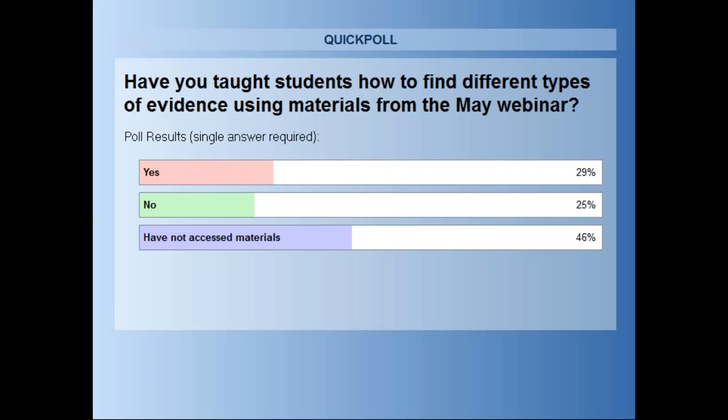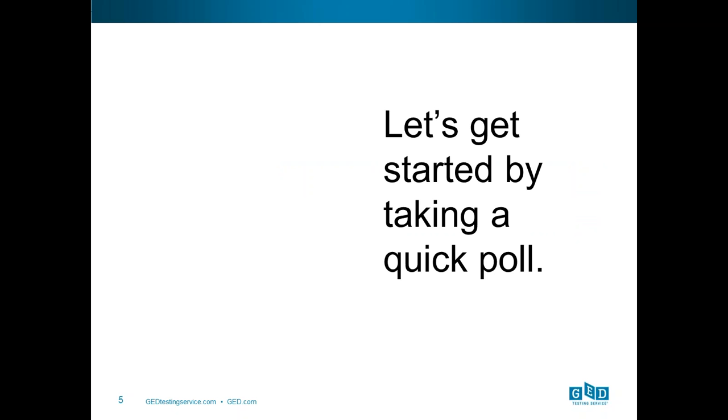It looks to me, Bonnie, like 29% of people said yes, they have been able to work with students on these different types of evidence. I think that's a really good thing, that we're seeing people put some of those into place. And for those of you who've not accessed the materials, take a few moments and do so, if at all possible, after this webinar. So, Bonnie, shall we do another one?